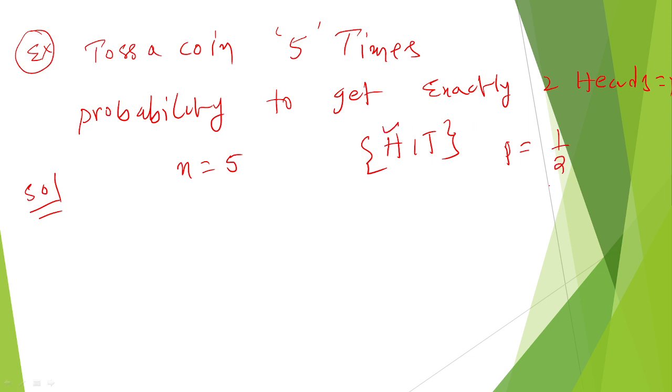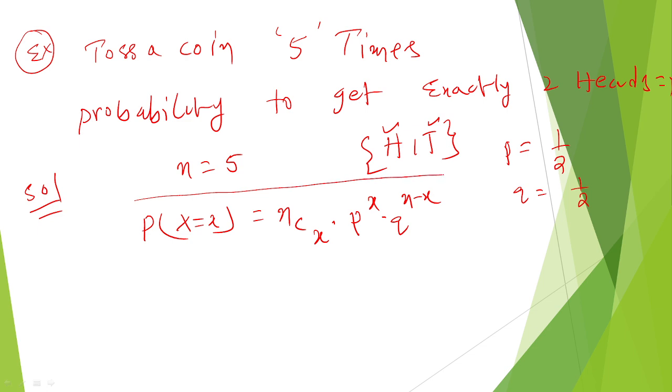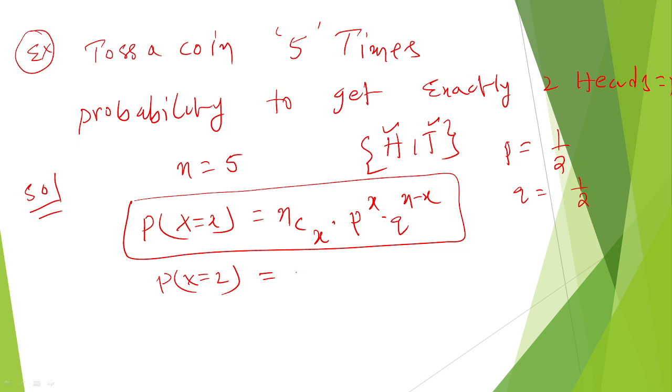Favorable outcome is only one out of two outcomes. Similarly, probability to get tail is also 1 by 2. So p is there, q is there. Then according to binomial distribution, P of X equal to x is equal to nCx multiplied with p power x multiplied with q power n minus x. This is the binomial distribution. Then we are asked for two heads, sorry, exactly two heads.